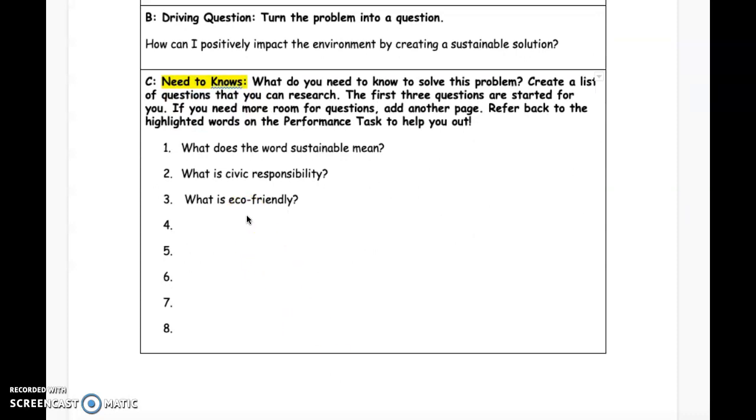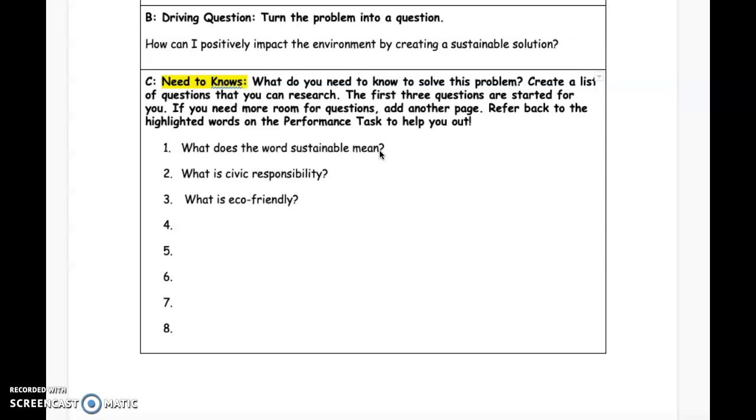Now, need to knows are those items that we really need to know before we can solve the problem. So you need to ask yourself, what do I need to know to solve this problem? You're going to create a list of questions that you can research based on your need to knows. The first three questions I've started for you just to get you started. Now, if you want to go back and refer to that performance task that we went over with the highlighted words, this is the time to do that.